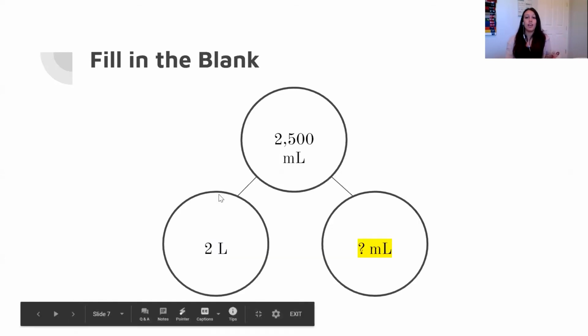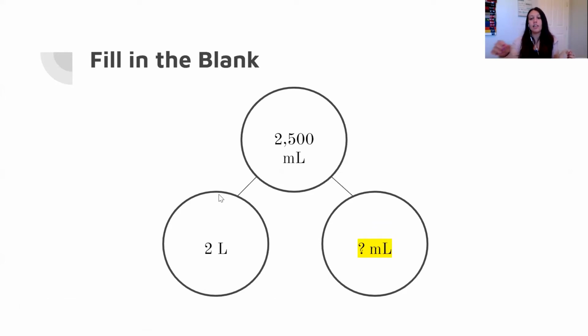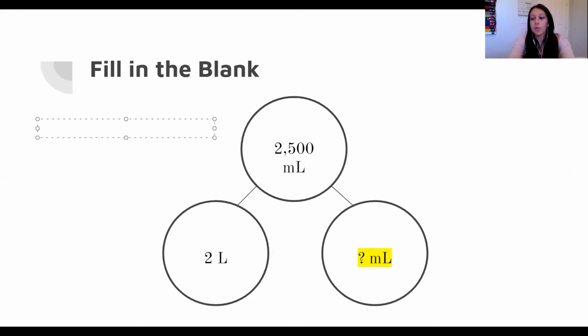So now that we have gone over some equivalent conversions, let us move on to some fill in the blank answers. As we worked on this on Monday, these are called bonds, this type of question. So the top circle, I'm going to spotlight it for you guys. This circle is our total answer. We want to figure out what number plus what number equals 2,500 milliliters. So I'm going to take my text box and we're going to write out an equation. So we want to say 2 liters plus question mark milliliters equals 2,500 milliliters.